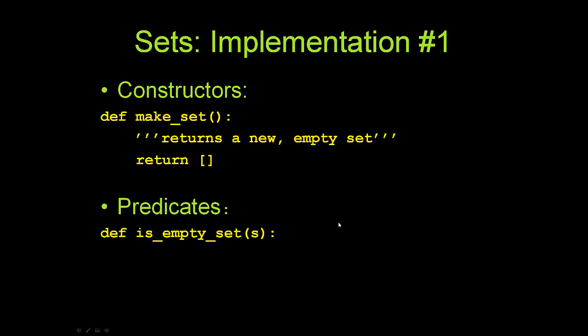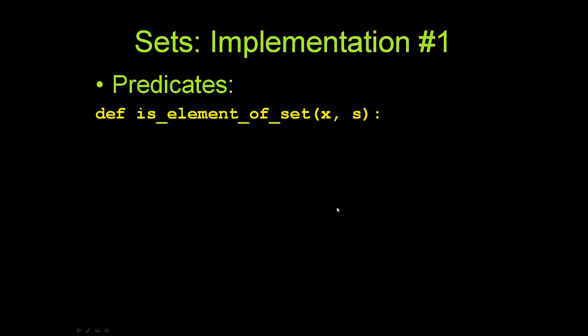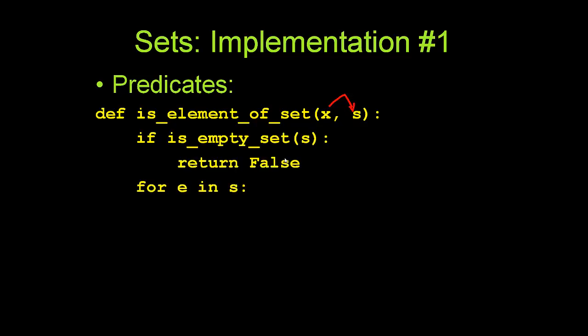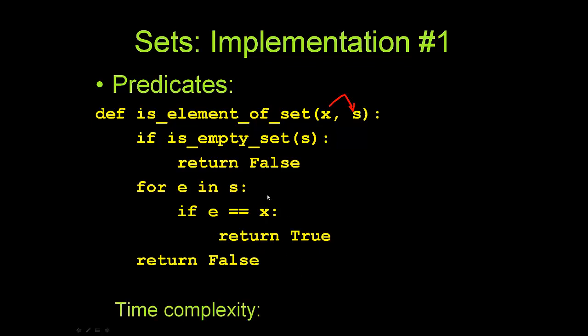Predicates: is empty set. You just check whether S is empty or not. If it's empty, then it's true. If it's not, it's false. Predicate: is element of X S. You check whether X is an element of S. Essentially, you check if S is empty; empty, obviously, is false. Otherwise, for E in S, meaning every element E in S, you check if E equals X, then return true. If everything has gone through, you finish and return false. The complexity of this operation will be order n, where n is the size of the set.